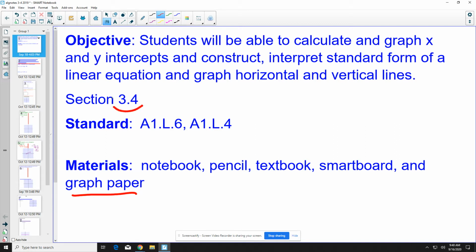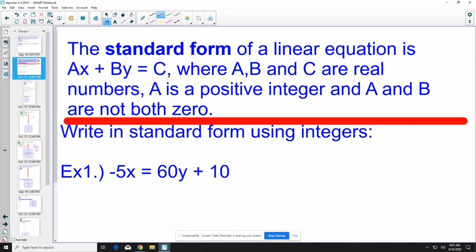All right, label your notes 3-4. The first thing we're going to do is learn how to write an equation in standard form. So in your notes, write: standard form is ax + by = c. Whatever the directions say, write in standard form, you're trying to get ax + by = c.